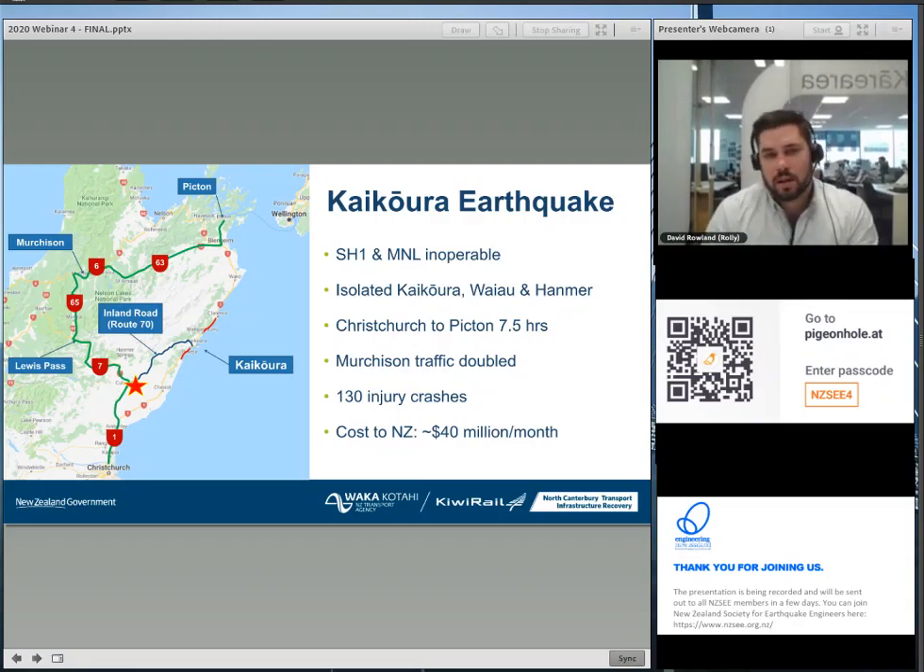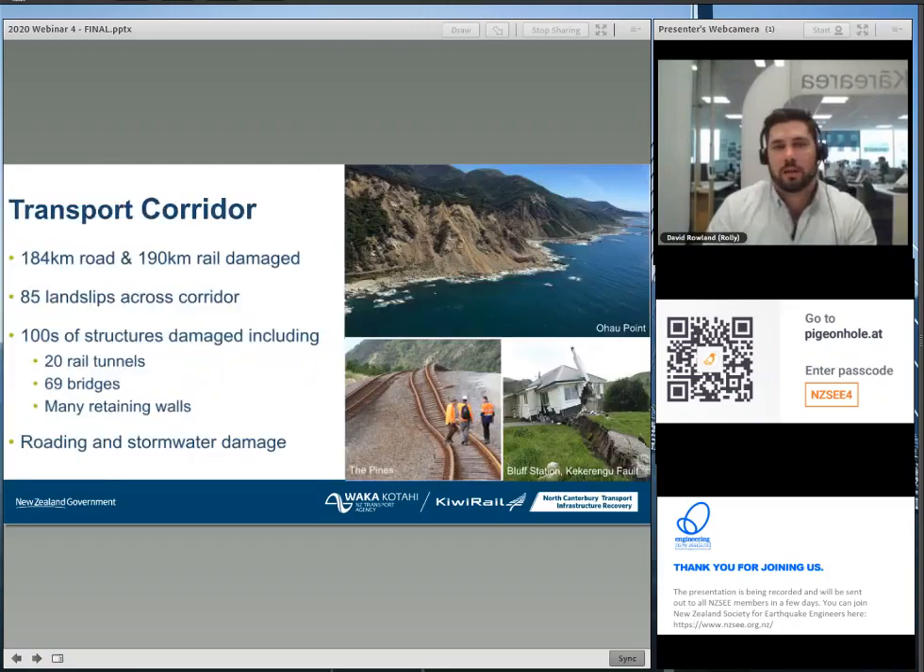And in fact, the isolation of Kaikoura severely crippled their tourism industry, much like COVID has now. And 70 to 80% of all employment in Kaikoura is in some way, shape or form tied back to tourism. So you can imagine the devastating impact that had. But not only was it impacting the community, it impacted the transport corridor.